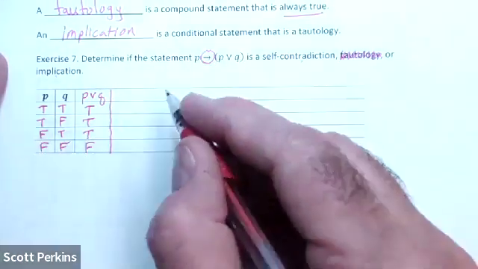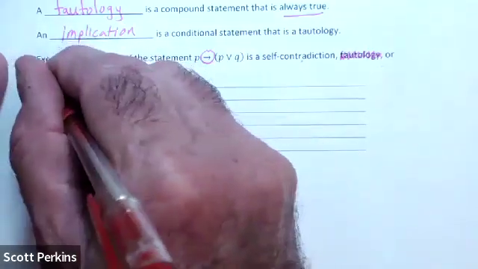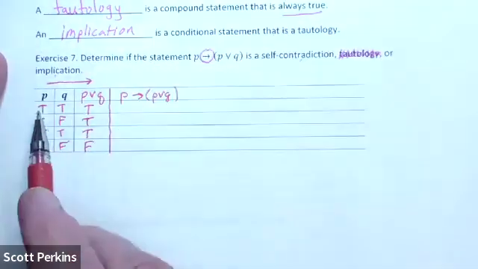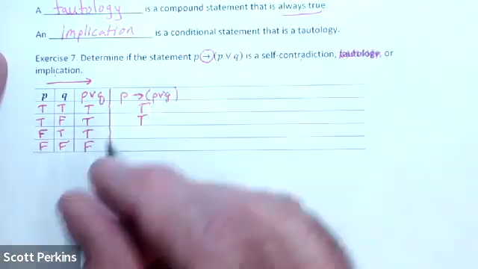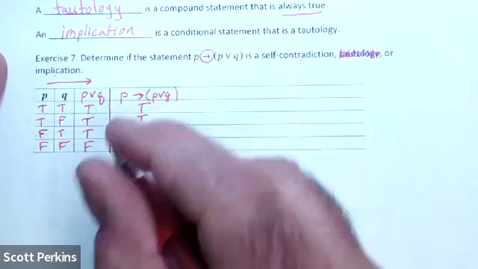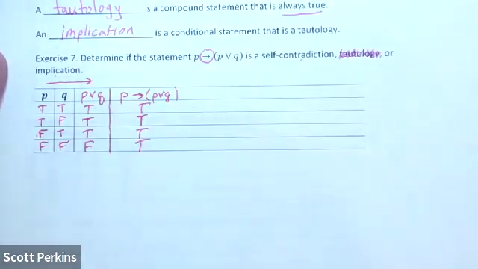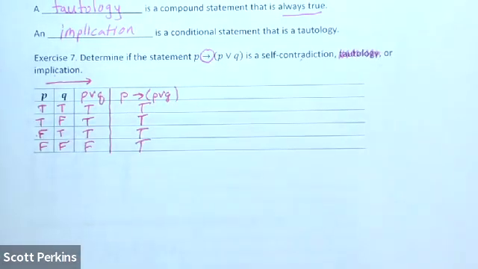And now I'm going to do the conditional statement from P to P or Q. So I've got if true, then true. That's fine. That's true. If true, then true. Good. If false, then true. That's true. If false, then false. That's true. So since the final column is all trues, it is indeed a tautology.